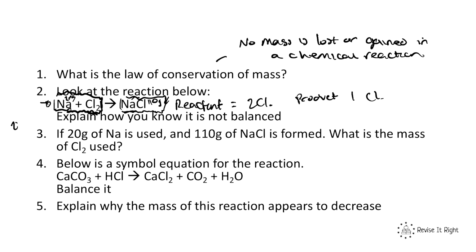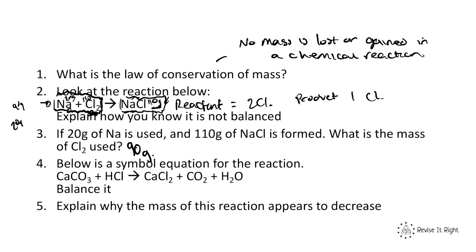We've got 20 grams of sodium. That leaves 90 grams, therefore, of chlorine to make it 110. So it will be 90 grams. And then if you add 90 and 20, that's 110, and this side is 110. So both reactants and products are 110 grams.